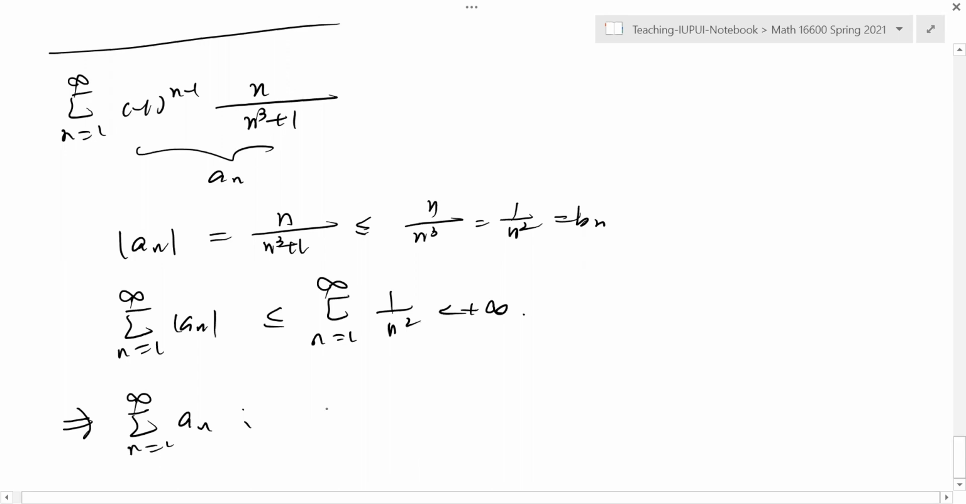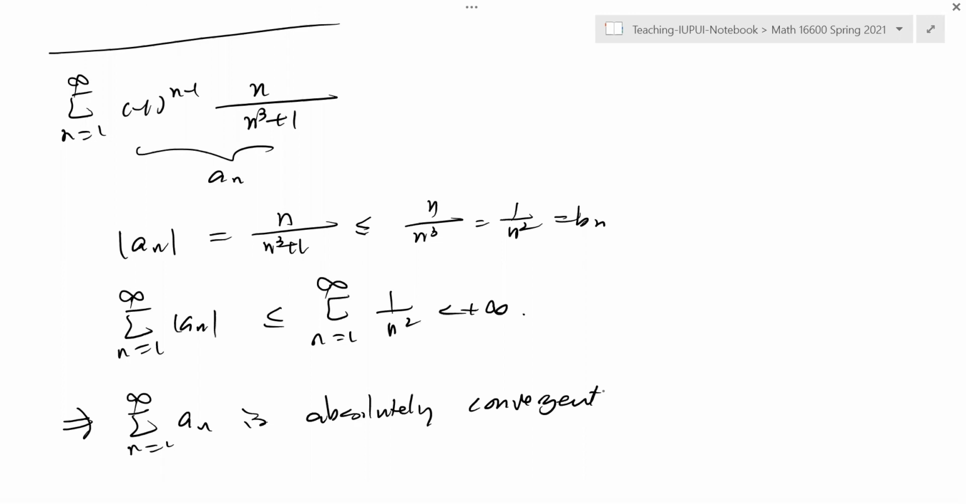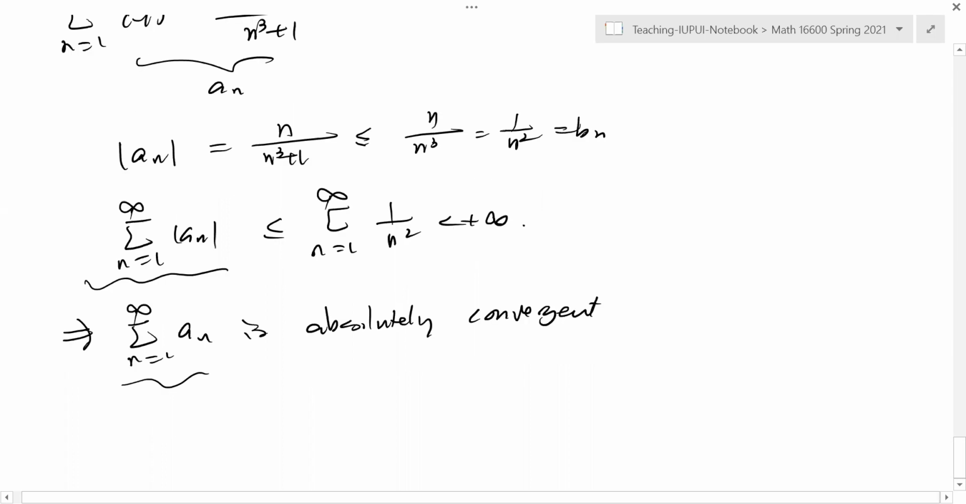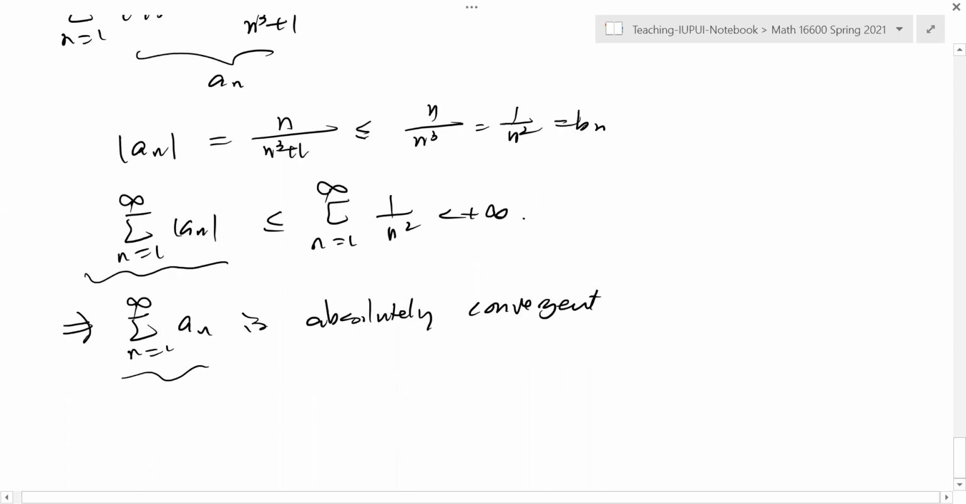Yeah, this is absolutely convergent because the series of absolute values of all the terms is convergent. Okay. Why does absolute convergence imply that the series converges? Well, we have to prove that. Okay? You can go back and look at the proof if you want.